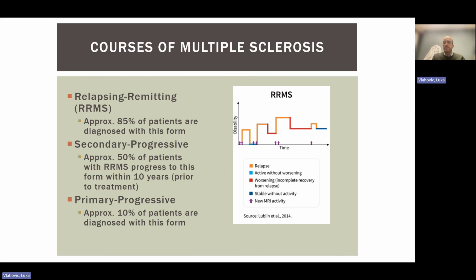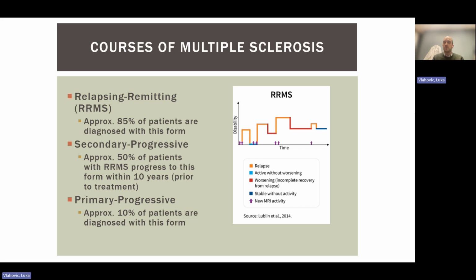In terms of courses of MS, this is an old-fashioned classification that we still use these days, especially in clinical trials. As I just mentioned, relapse is a hallmark, meaning focal neurological deficits that last usually days to weeks with improvement or even sometimes complete recovery, especially early in the disease course. The most typical pattern seen would be relapsing remitting disease, which happens in about 85%. And this is what's depicted here.